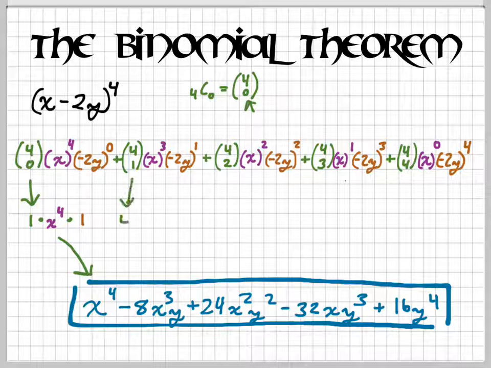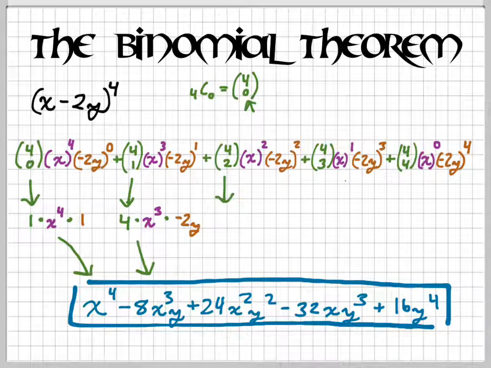The next one, 4 choose 1 equals 4. Our second term is x to the 3rd, and our third term is negative 2y. And it's negative 2 because it's an odd exponent. It stays negative. And then when we multiply those together, we get negative 8. We get our term down here, our second term. 4 times x to the 3rd times negative 2y. Negative 2 times 4 is negative 8. Okay? And then the next one, 4 choose 2.